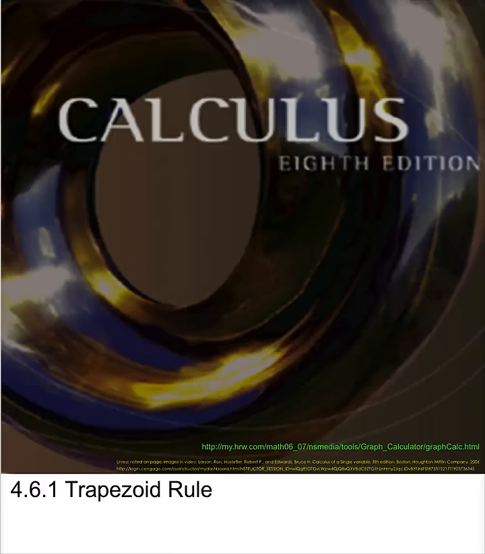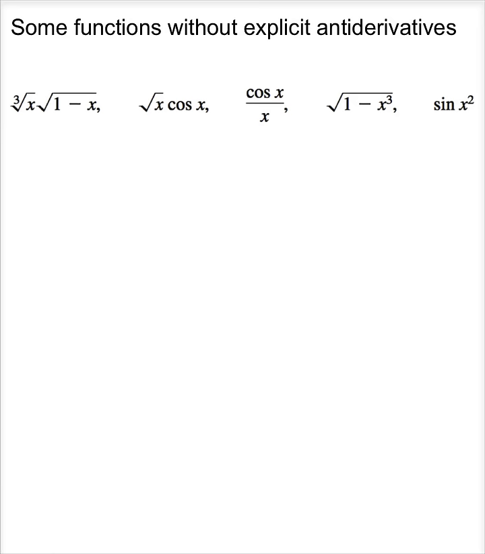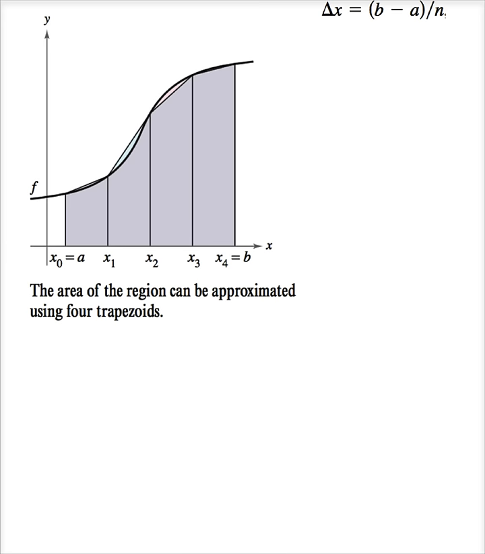Now let's look at the trapezoid rule. Sometimes we have functions that don't have explicit antiderivatives, and when that happens, you cannot find the exact area under the curve. But there are several methods of approximating it, one of which is the trapezoid rule. Well, the first thing you do, and this should all look familiar, is you find delta x, and that is going to be your b minus a divided by the number of trapezoids you want to use.